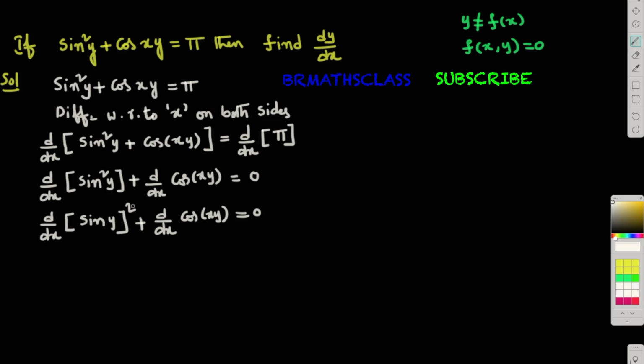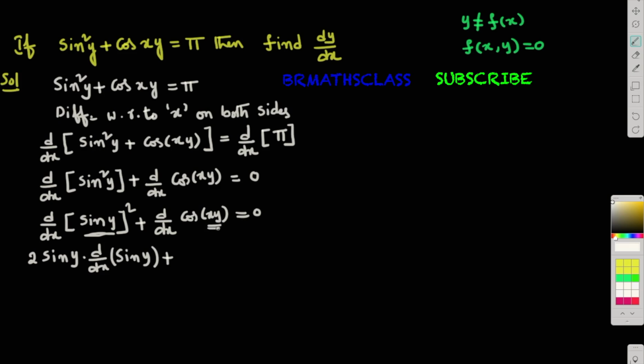D by dx of sin y whole square. We don't have any direct formula for this. So you imagine this sin y as x. If you imagine this sin y as x, it looks like x square. Derivative of x square is 2x. So derivative of sin y whole square is 2 sin y into, which one you imagined as x, you need to differentiate it, d by dx of sin y, plus d by dx of cos of xy.